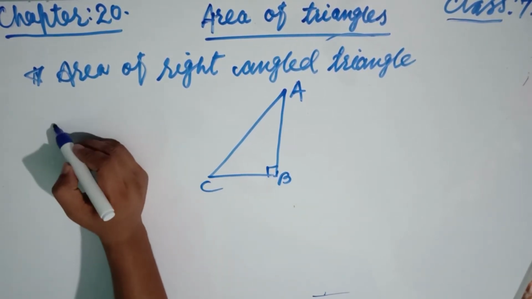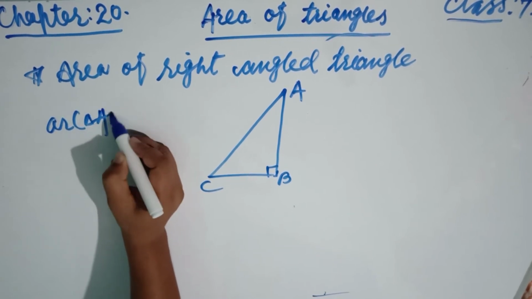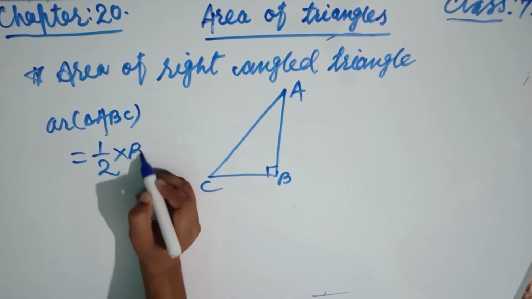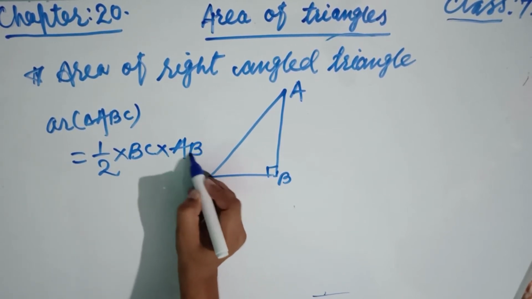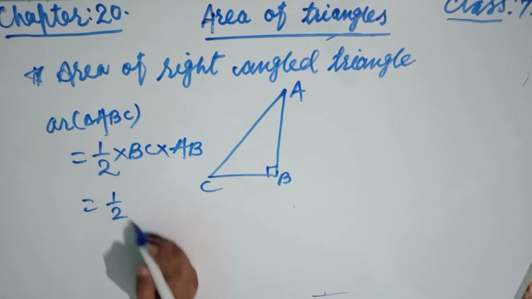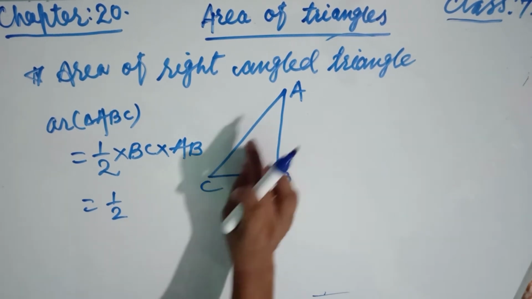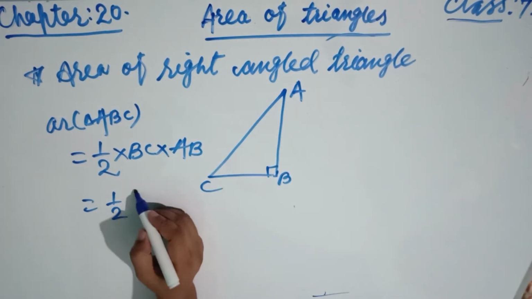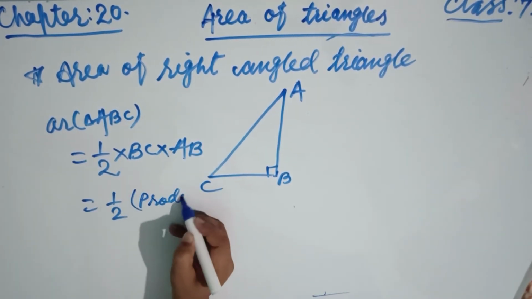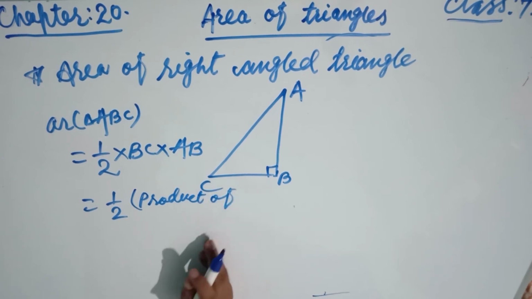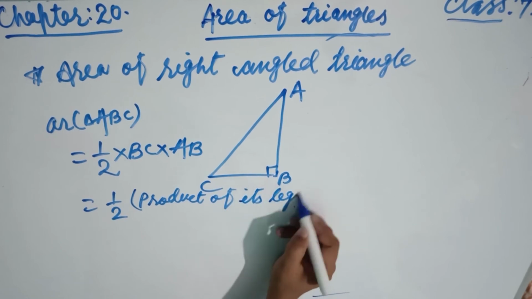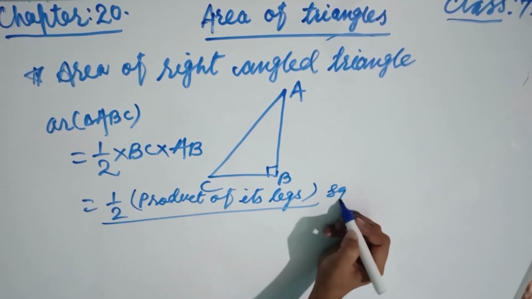Now the area of this triangle, area of triangle ABC is equal to, friends, half into base BC into height AB. But now, friends, this base BC and height AB are said to be the legs of this triangle. So we can write, friends, the area is half the product of its legs, a square unit.